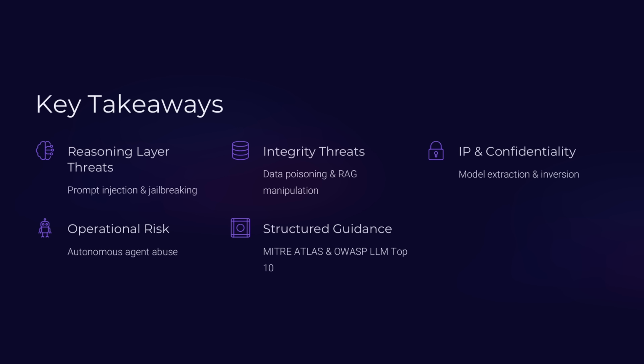Artificial intelligence systems introduce a fundamentally new threat landscape. Prompt injection and jailbreaking target reasoning layers. Data poisoning and retrieval manipulation target integrity. Model extraction and inversion target intellectual property and confidentiality. Training data governance is critical. Autonomous agents introduce operational risks. Frameworks such as MITRE Atlas and the Open Worldwide Application Security Project Top 10 for Large Language Model Applications provide structured guidance. Security architecture must evolve to address intelligence-level threats, not just infrastructure-level threats.